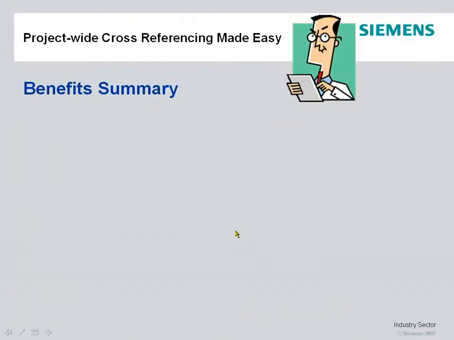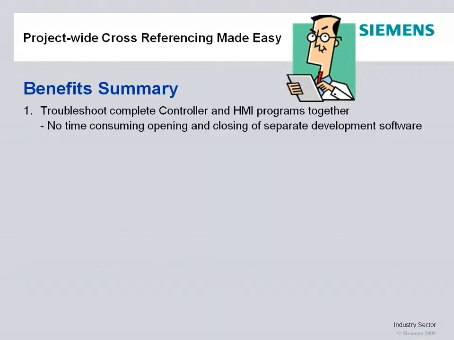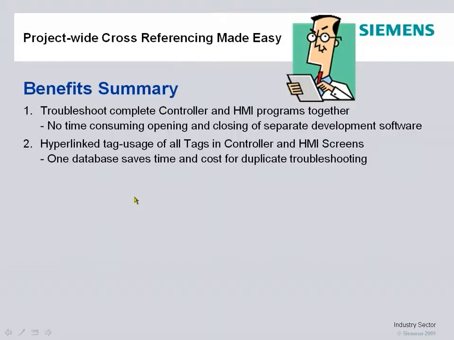So, the benefits of the project-wide cross-referencing in our Step 7 Basic software for the S7-1200 include the capability to troubleshoot the complete controller and HMI logic together. No time-consuming opening and closing of separate development applications, separate software packages to find out where your problem is in a startup of a machine or a process. All hyperlinked tag usage of all the tags in the controller and the HMI screen, easily navigate between the two to duplicate any troubleshooting problems, saves a lot of time and cost from going to two development softwares for those tasks.